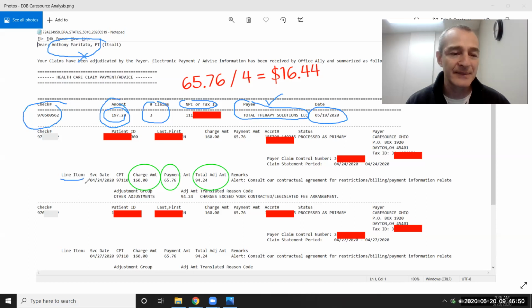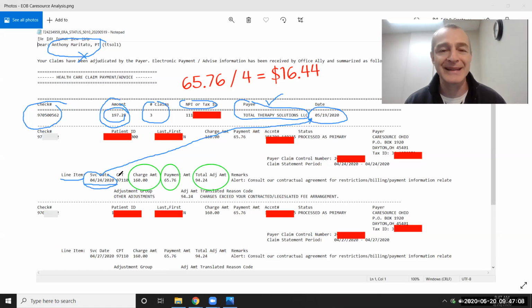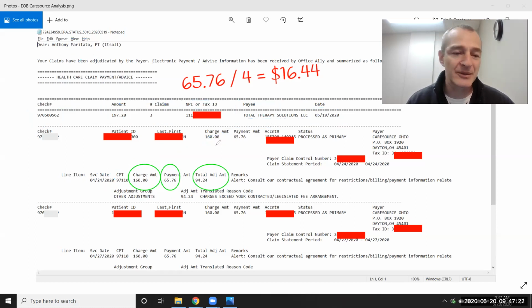Let's take a look here. We see line item, date of service 4/24. So the first thing to look at, now you can't tell from this electronic remittance advice, but we're looking at the difference between the date the payment was issued and the date of service. We usually are pretty good about getting our claims out every 24 to 48 hours. You can see here we're looking at just over a 1-month turnaround time from the date the service was rendered to the date the service was paid.